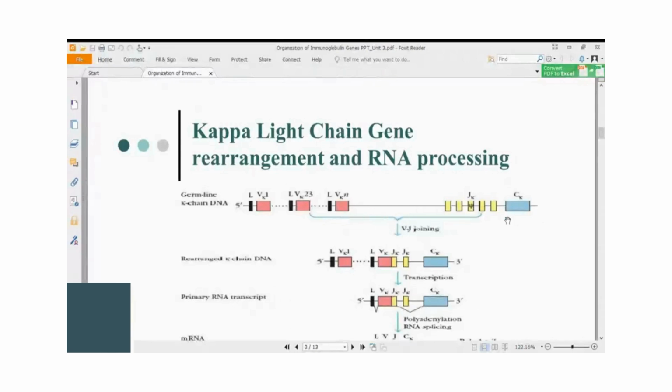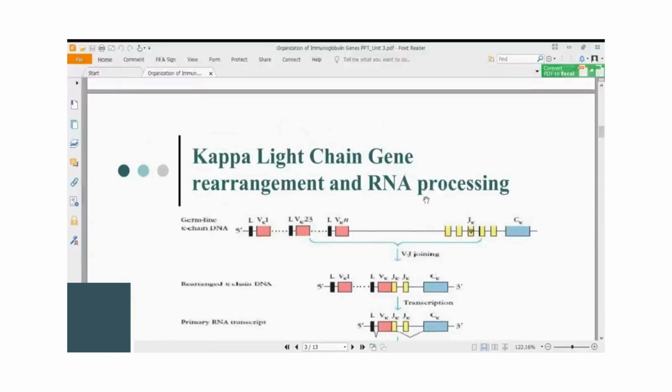VJC joining. First, the recombination takes place between any one of the variable region genes and the J segment, that is called VJ joining, and then the VJ will join with the C segment. And the joining of the segments takes place by formation of a loop. Now this V will form a loop like this and join with the J. A hairpin loop like structure will be formed, and the in-between genes are going to be cut off or deleted, lost.